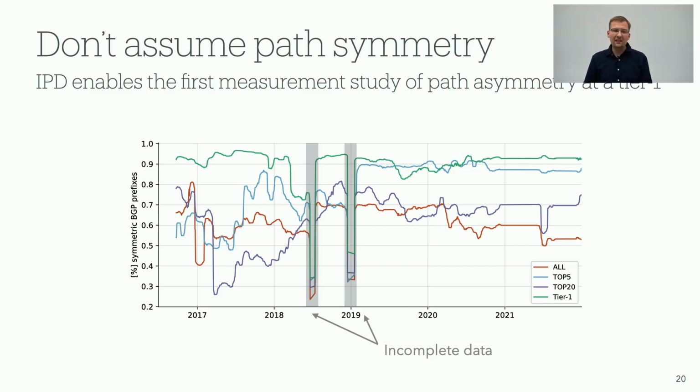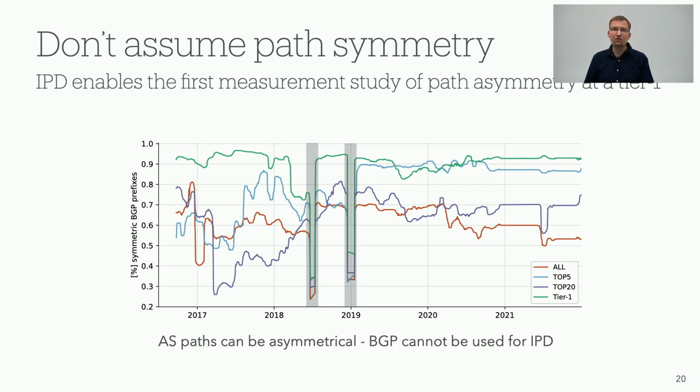What we are observing here is that yes, there is path asymmetry in the internet. However, the amount of symmetric prefixes, or the amount of asymmetric paths, depends on the network that we are looking at. We observe the highest symmetry ratio for tier 1 ISPs. And if we look at all the traffic or just the top 20 ASs, we observe an asymmetry ratio of 30 to 40% asymmetric paths respectively. That also means that paths are asymmetric, so we can't use BGP for ingress point detection.